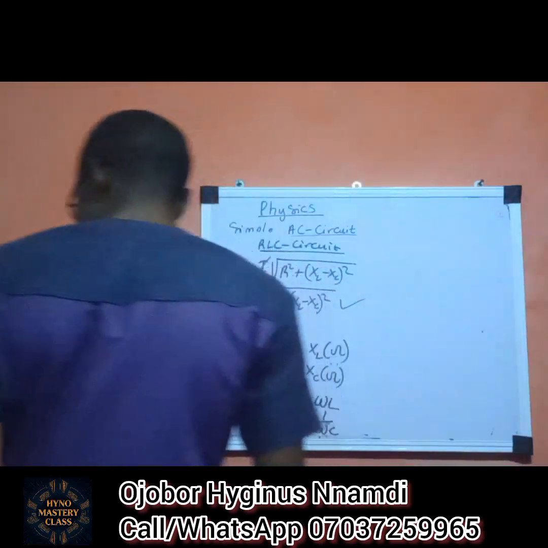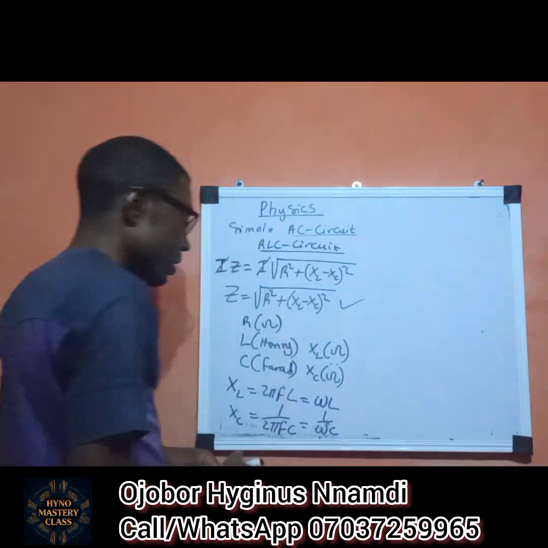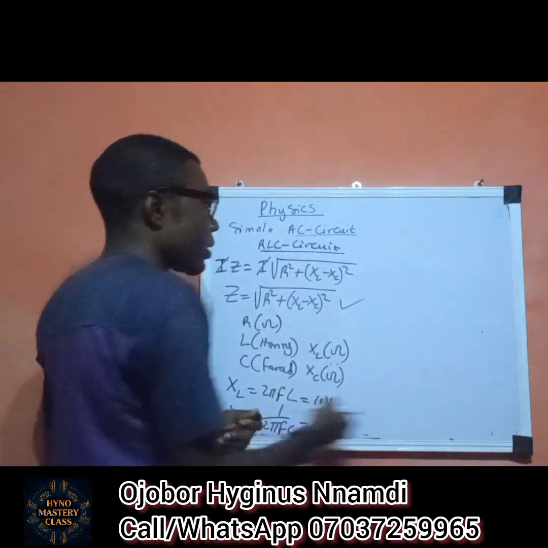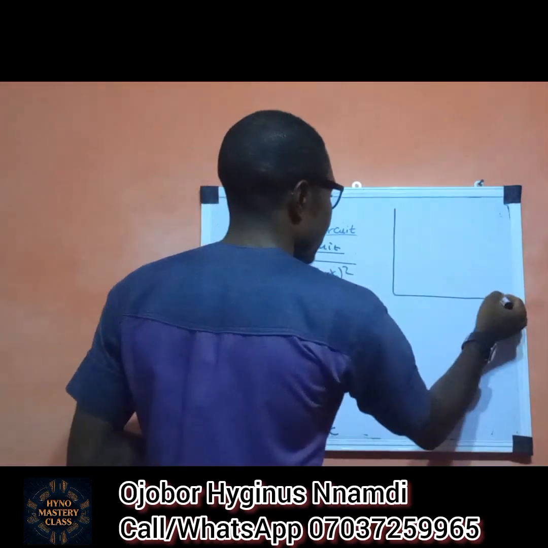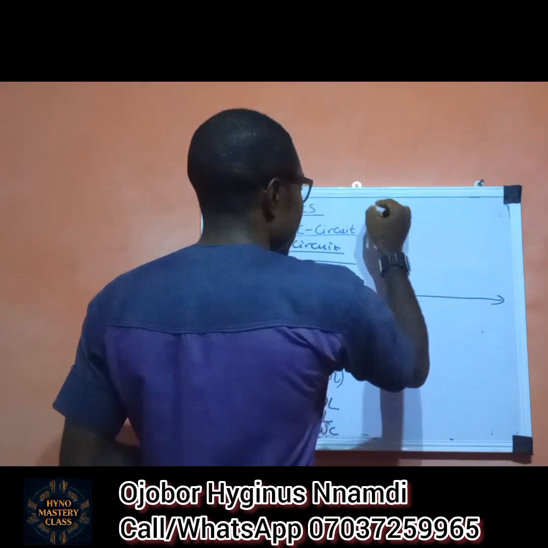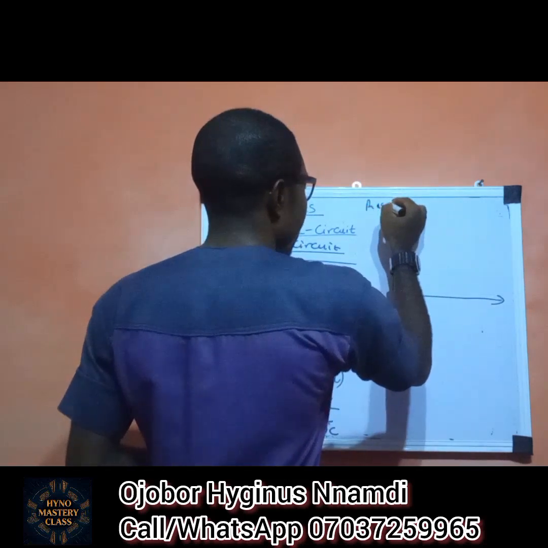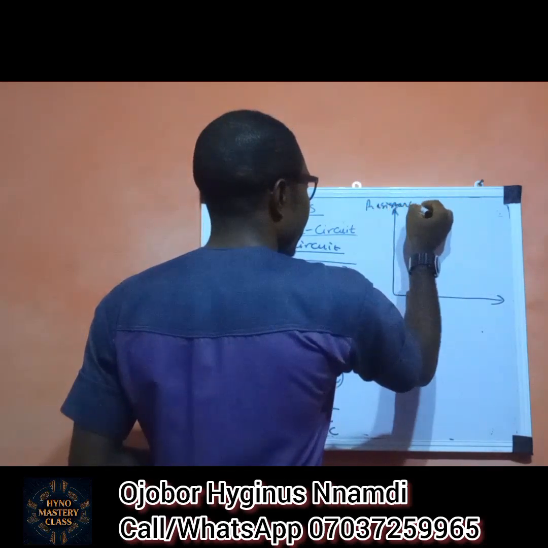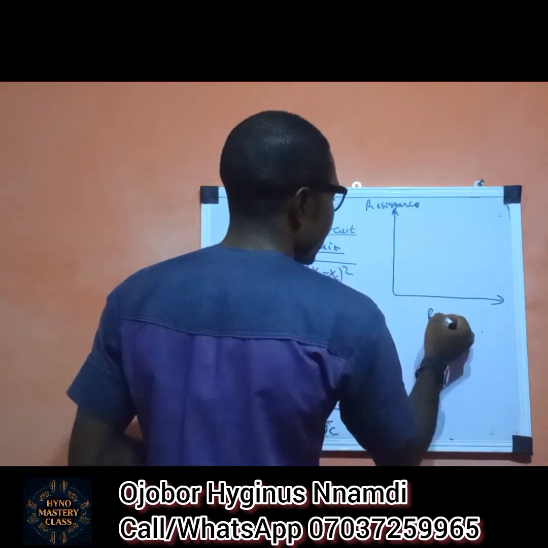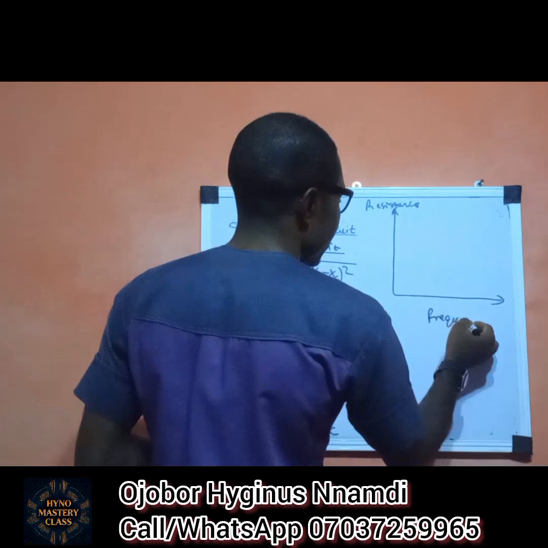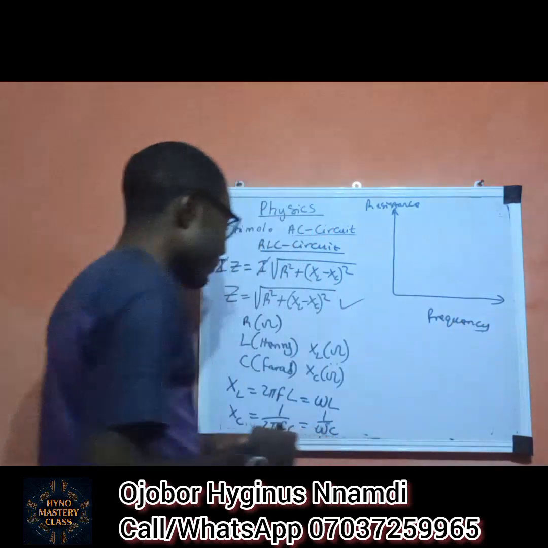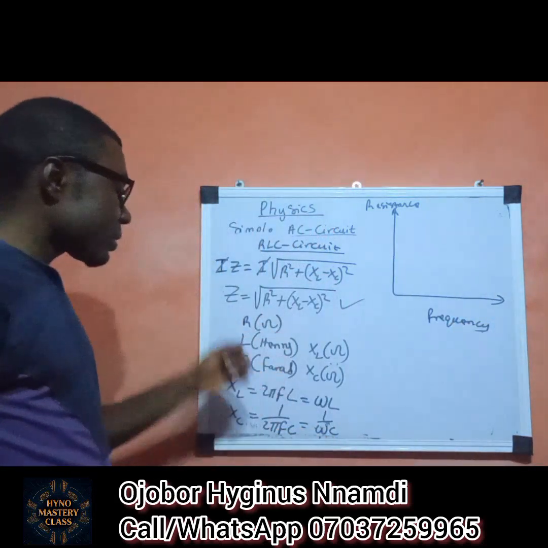Okay, if we have achieved that, we can see the relationship graphically. We want to represent these three components: the resistance, the inductance, and the capacitance. How are they affected by frequency? Because the frequency in a circuit might not be constant, it might be fluctuating. How does it affect the resistance, the inductance, and the capacitance?